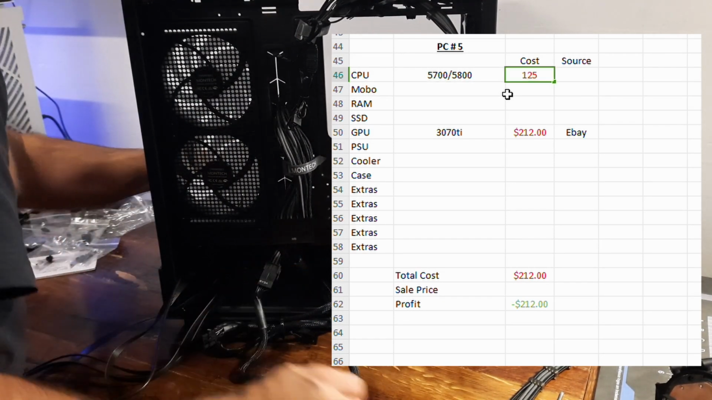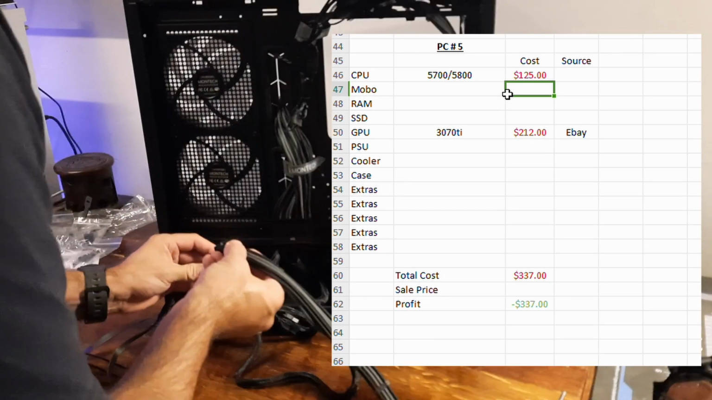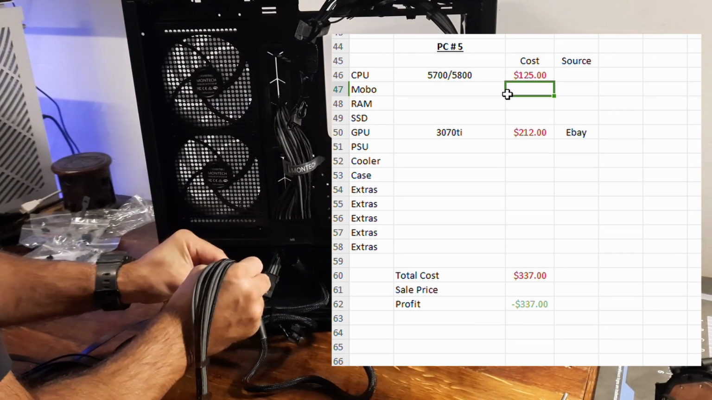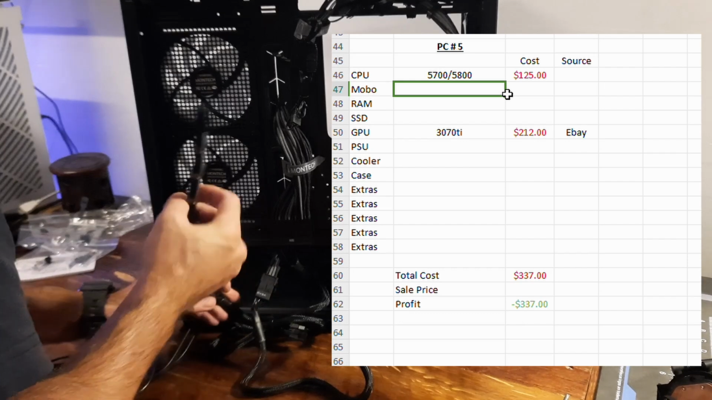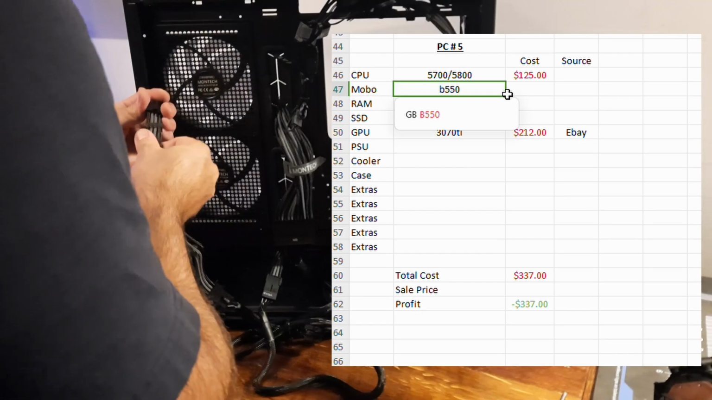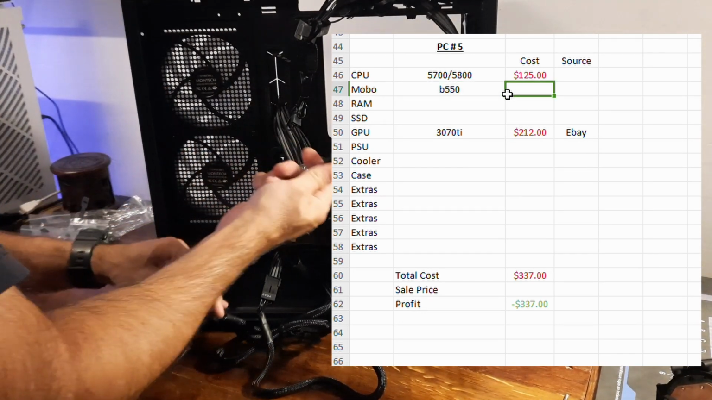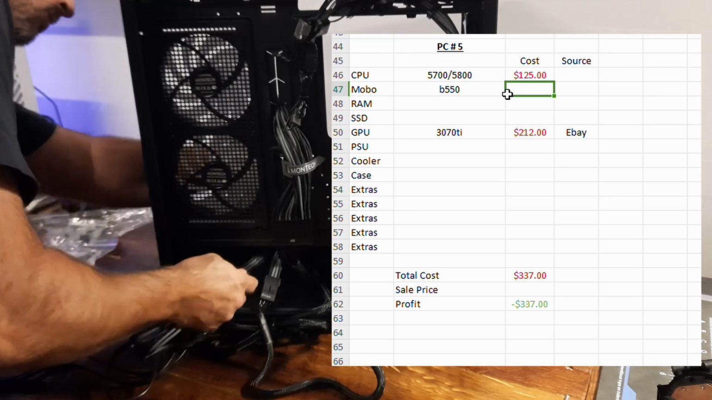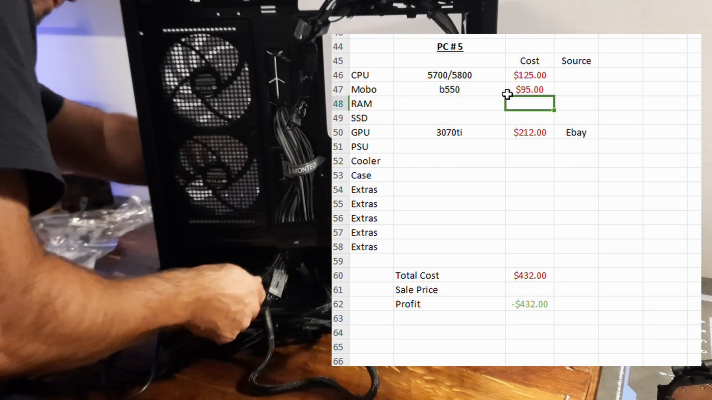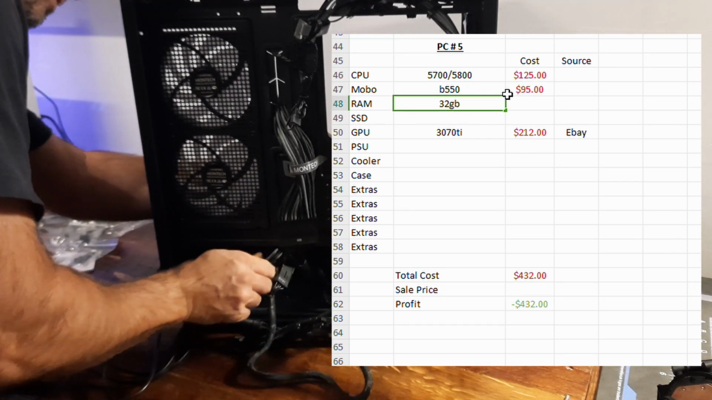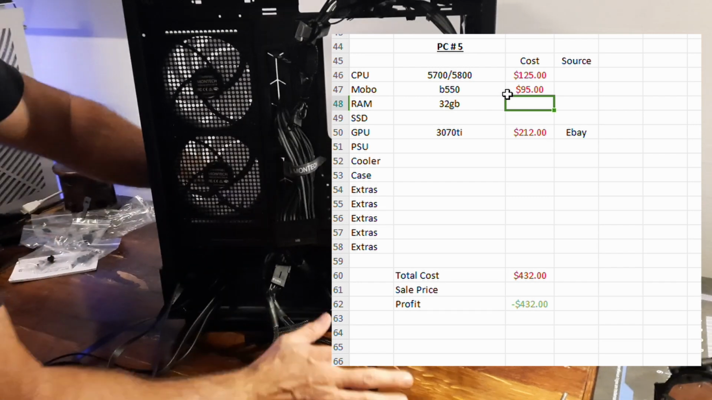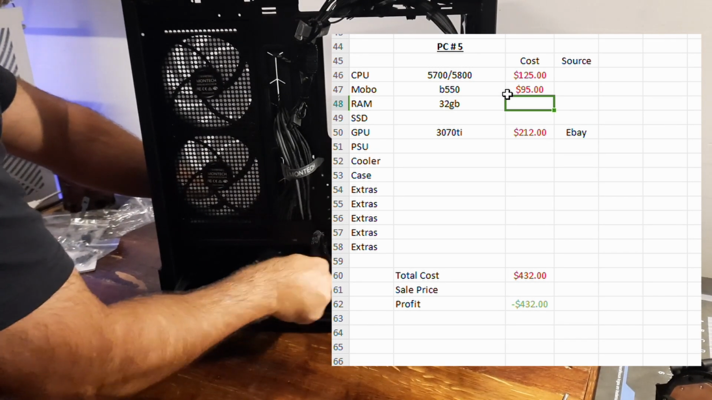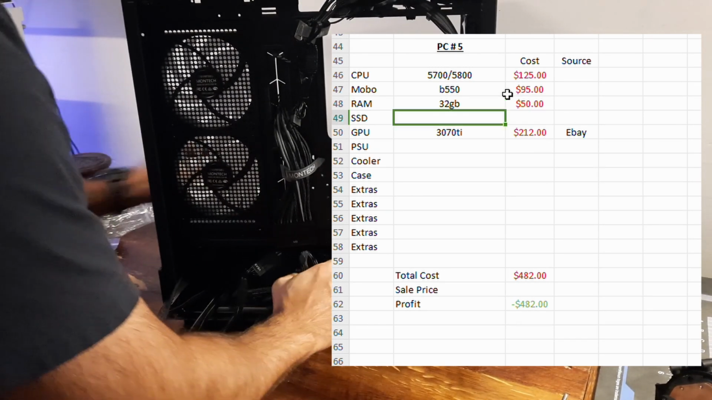I'd like to spend no more than $125. And again, all I'm trying to do is just set a budget for myself to guide my purchasing. I'm going to get a B550 motherboard, and let's say my top price I'm going to want to pay for it is $95. RAM, I know I'm going to want 32 gigs of RAM. This is going to be a capable system. So let's try to keep that under 50 bucks.